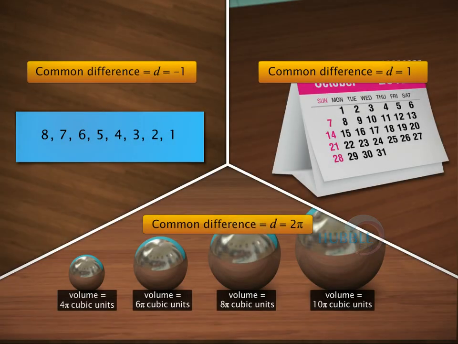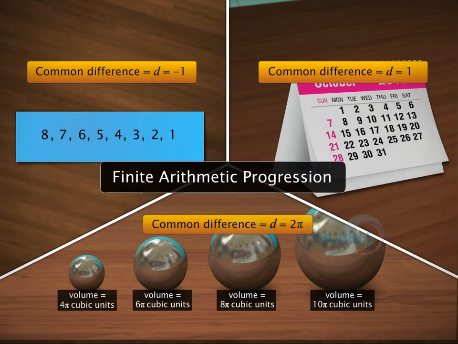In each of these examples, we've seen the number of terms in the sequence is limited or finite. Such sequences are called finite arithmetic progressions. A finite arithmetic progression has a last term.